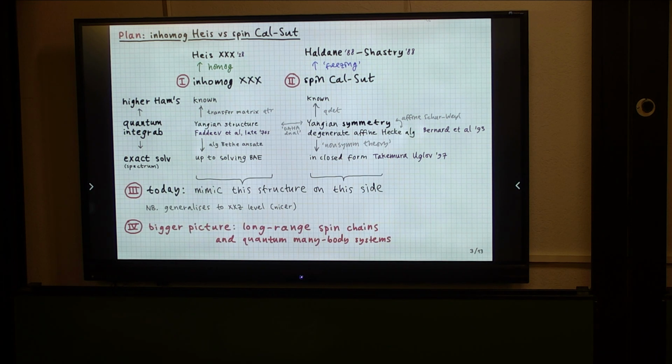Okay, so plan of the talk is first I will recap a bit some things from the inhomogeneous Heisenberg XXX model. Then I will tell you about the spin Calogero-Sutherland model. Then I will show how to actually implement this mimicking the inhomogeneous Heisenberg structure in the spin Calogero-Sutherland side. And then I will conclude with some bigger picture about long-range spin chains and some quantum many-body systems more generally.